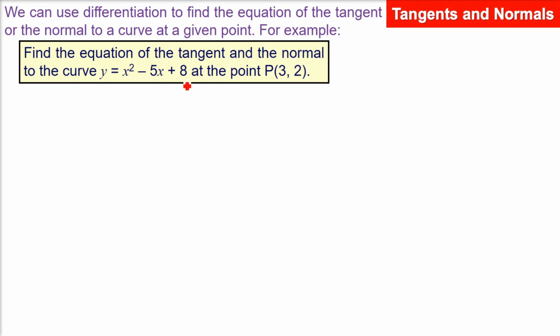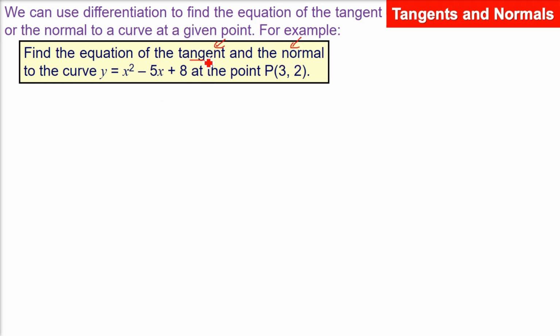So we have a function y equals x square minus 5x plus 8, and the point is (3, 2). It can be any curve. A polynomial can have any form of curve. You need to find out the tangent and the normal. Please remember, tangent and normal are 90 degree to each other.